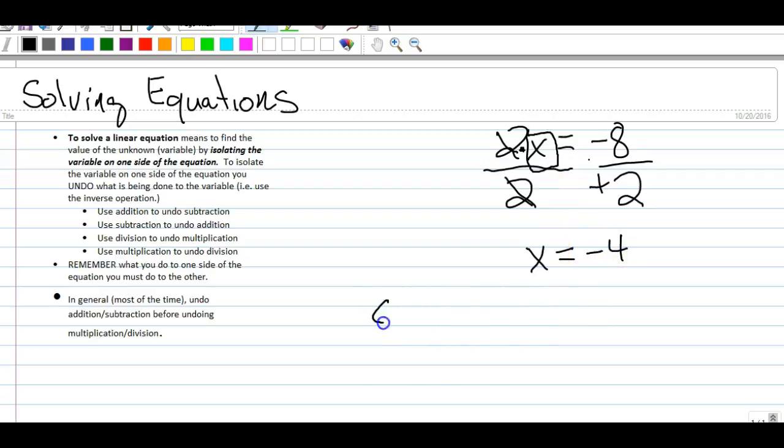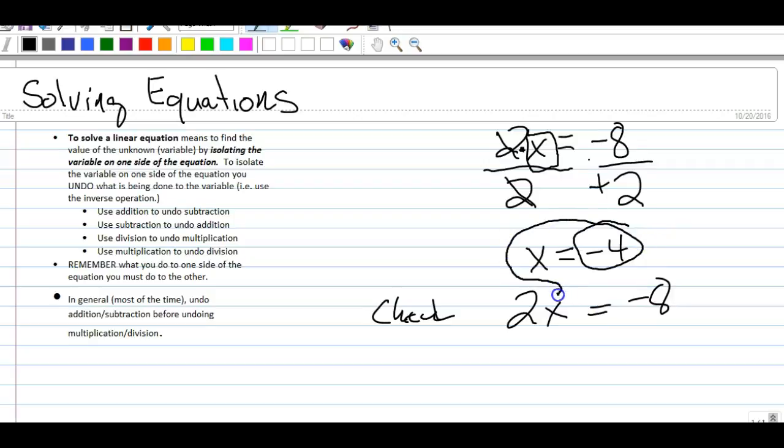Again, you should check the solution. So that's 2 times x is equal to -8. I believe x is equal to -4. So I'm going to substitute -4 in for x. Now if I did this correctly, when I evaluate, the left side should equal the right side. 2 times -4 is -8, and -8 is equal to -8. Checks out.